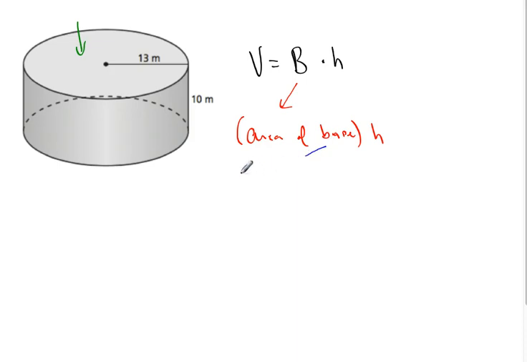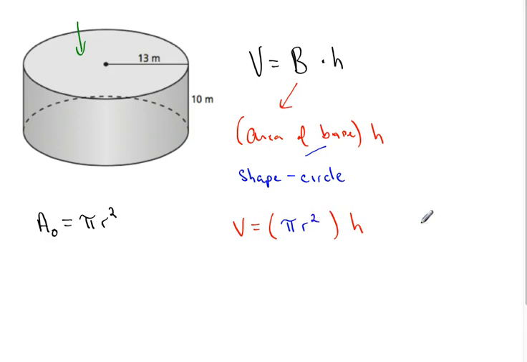The question you've got to ask yourself is, what shape is your base? Yeah, so your base is in the shape of a circle. So let's go back and take some prior knowledge. What is the area of a circle? Yep. Pi r squared. Perfect. So then my volume is equal to B times H, and B is my area of the circle, or pi r squared. So any two-dimensional area times a height will give you a volume.